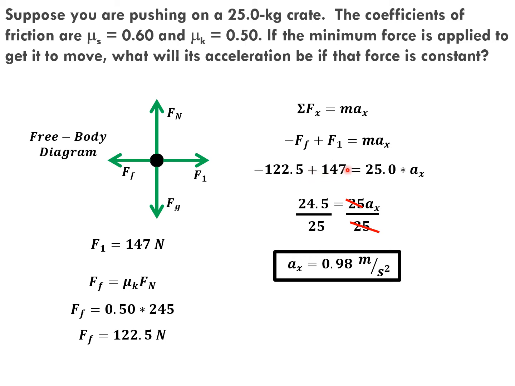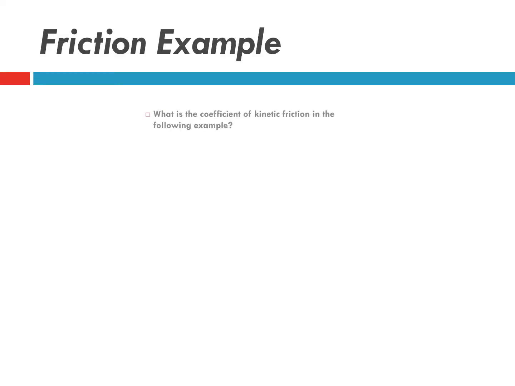So we apply that 147 to get it to start to slide, but if we continue to push with that minimum amount of static friction to get it to start to slide, then that means it's going to cause it to accelerate because kinetic friction is always less.